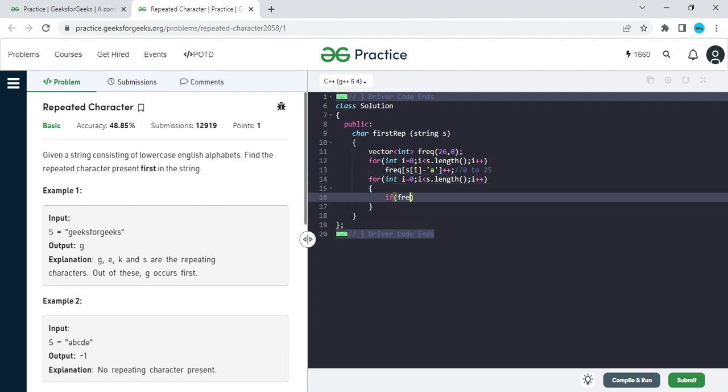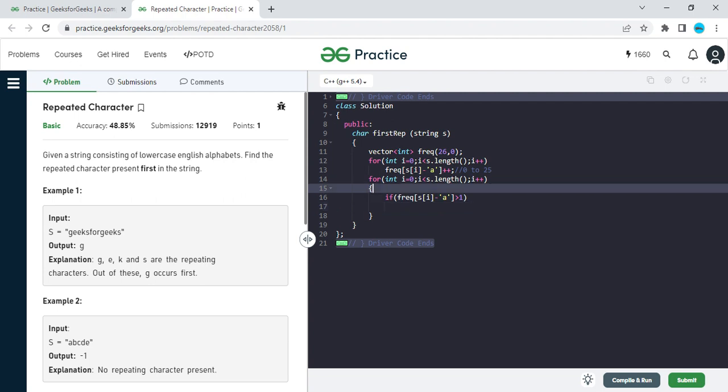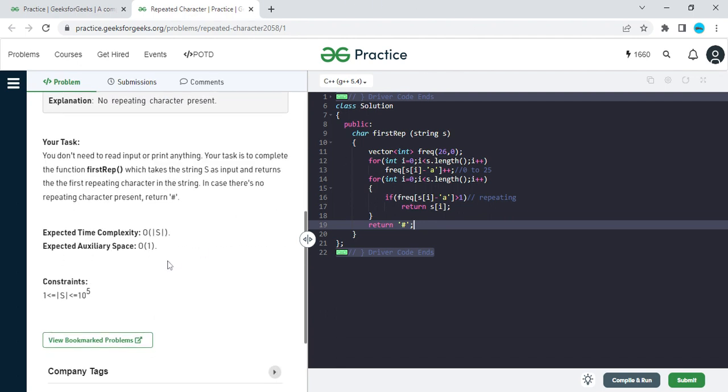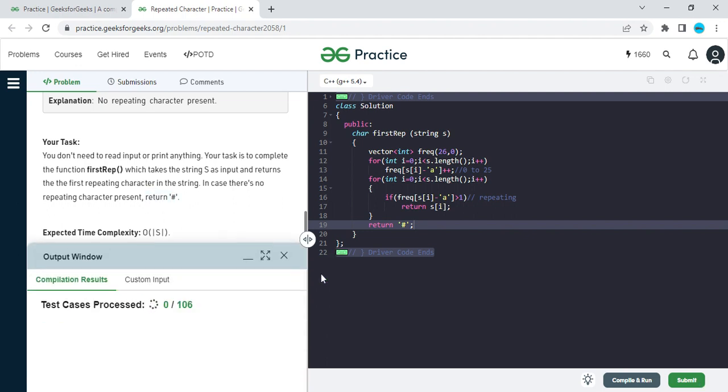And if frequency of s[i] minus 'a' is greater than 1, notice, not greater than 0, we have to find the repeating one. If frequency of s[i] minus 'a' is greater than 1, then we will return s[i], else we will return hash, because if none of the characters is present more than one time, we have to return hash. So directly submit and check.